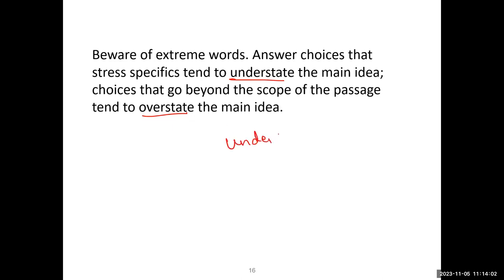So these are two traps. The first is called understating the main idea, and the second one is called overstating the main idea. For main idea questions, whenever you are evaluating any option, you will have to check: is that option understating the main idea or is it overstating the main idea? If it is understating or overstating the main idea, you can eliminate it. If it is not, then that option can be your answer. What is the meaning of understating and overstating the main idea? I will help you understand with a very simple example.